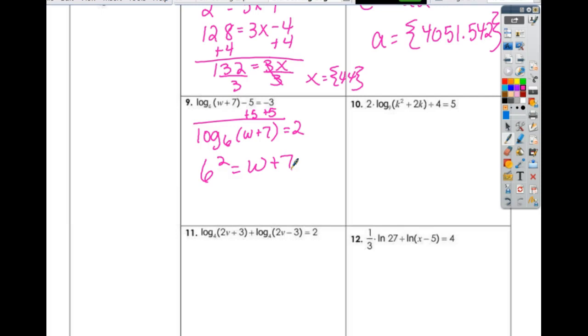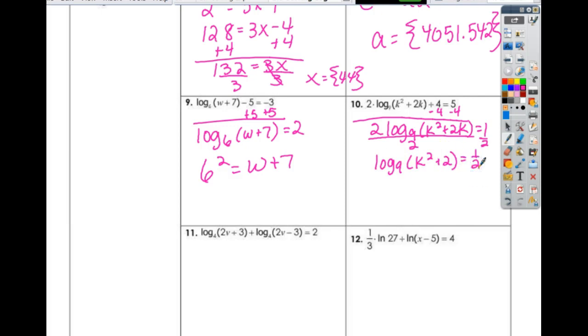On number 10, is the log by itself? No. So I'm going to subtract the 4. Is the log by itself yet? No, because it's times 2. So I'm going to divide by 2. Now is the log by itself? If the log is by itself, we can change it to exponential form, which would be 9 to the 1/2. That's the same as what? Right? It's the square root of 9, which is 3. So I get 3 equals k squared plus 2k. I dropped a k, sorry. So we're going to subtract the 3 and factor.